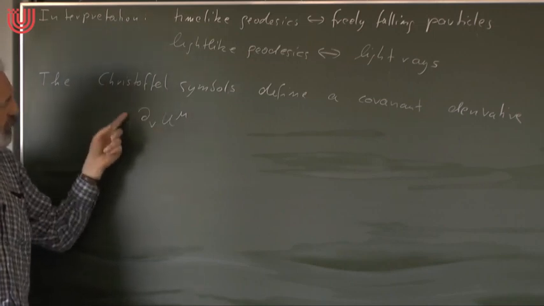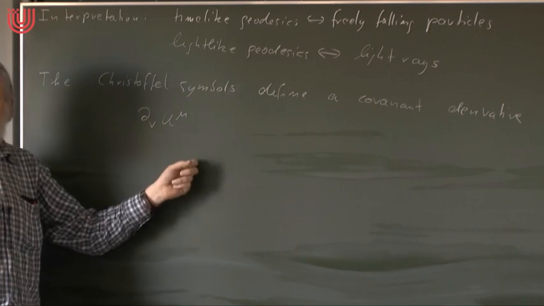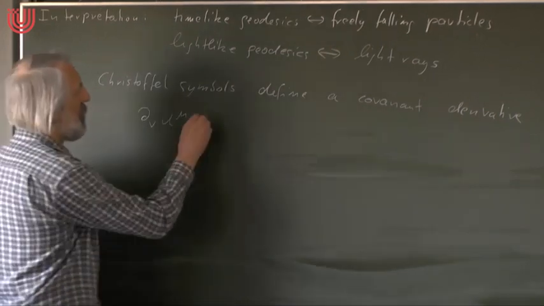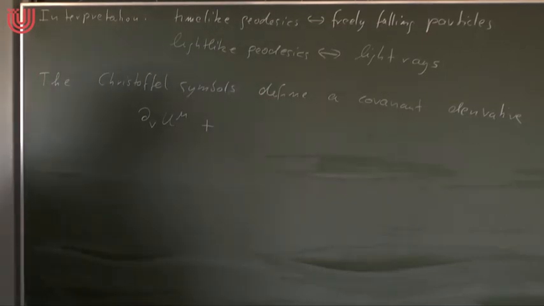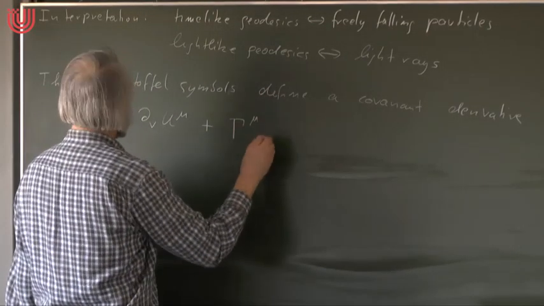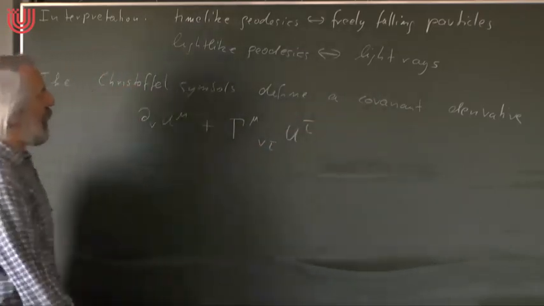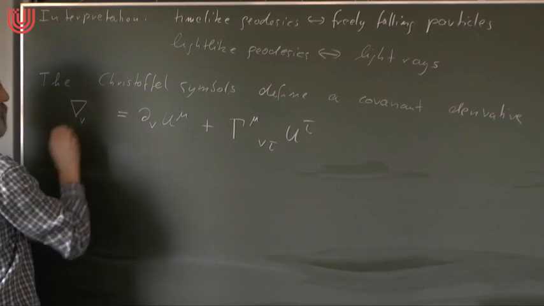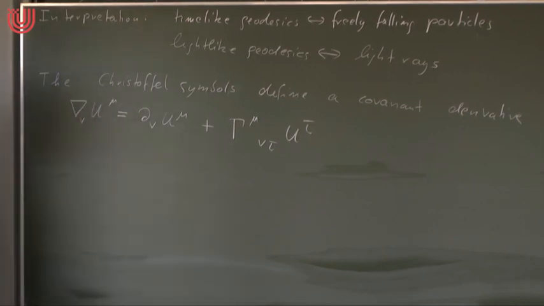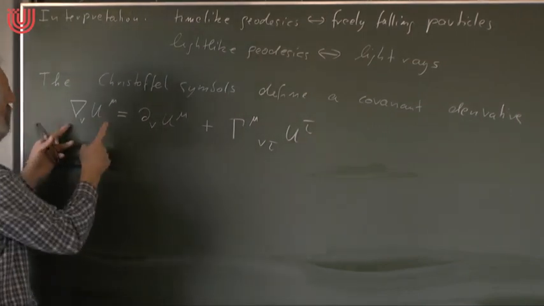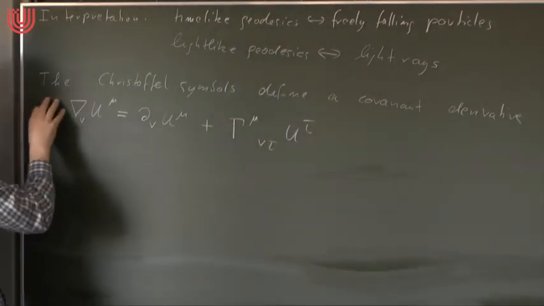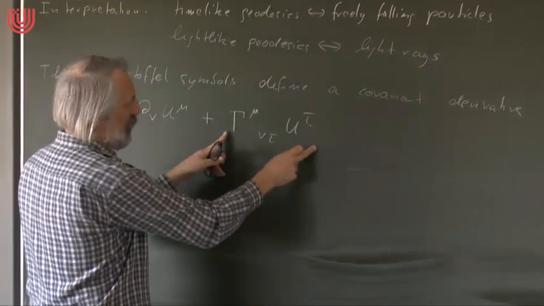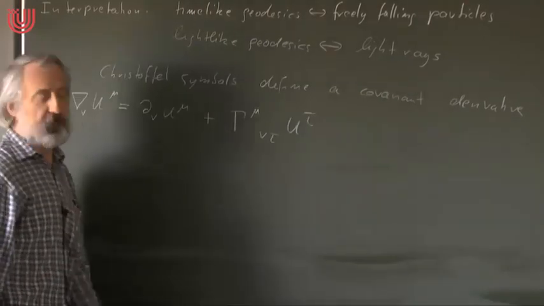So our good old partial derivative does not take tensor fields into tensor fields. But if we have an object with a certain transformation behavior, such as the Christoffel symbols, then we can make out of this something which does transform like a tensor field. We add the Christoffel symbol, with summation over tau, and we call this a covariant derivative, usually denoted with a del of u^mu, and this is a tensor field. If you have it in one coordinate system, then in another coordinate system, you get it just by multiplying with the Jacobi matrix. Whereas this here transforms inhomogeneously, and this also transforms inhomogeneously, just in a way that the two inhomogeneities cancel each other out.